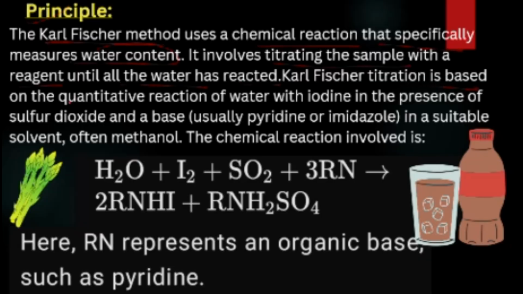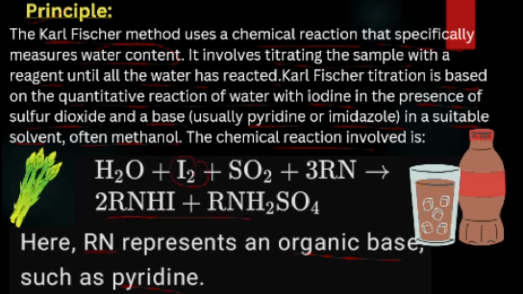It is based on the quantitative reaction of water with iodine in the presence of sulfur dioxide and a base, which is called pyridine or imidazole, in a suitable solvent, often methanol. The chemical reaction involves water, iodine, sulfur dioxide and the base to form this complex. And RN is the organic base, that is pyridine.